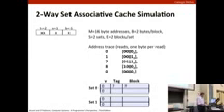Okay, so let's look at this two-way associative cache now. There's one block offset bit. We only have two sets, so we only need one set index bit. And then the remaining two bits are the tag. So let's go through our trace. Address 0 is in set 0, right here. That's a miss, so we load that into the cache.